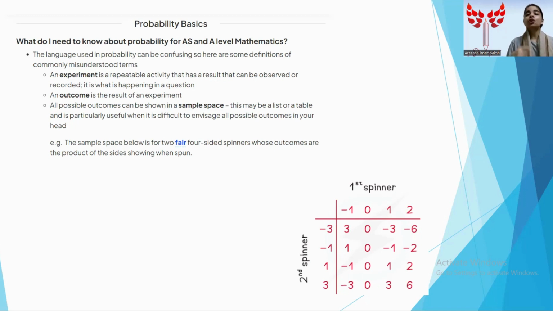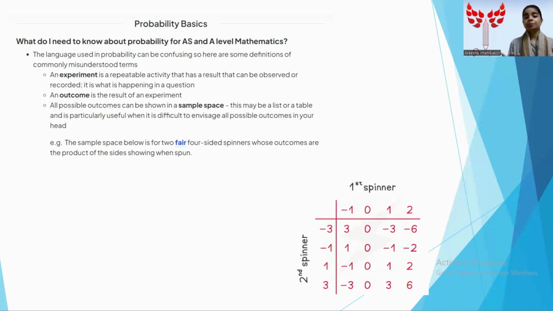For example, tossing a coin is the experiment. And if the coin is landing on heads or tails, that is being recorded or observed. So the outcome, where the coin lands, will be the result of the experiment. And all the possible outcomes can be shown in a sample space. Now, if we are just talking about flipping one coin, then there are only two possible outcomes. Either you'll get a head or you'll get a tail.